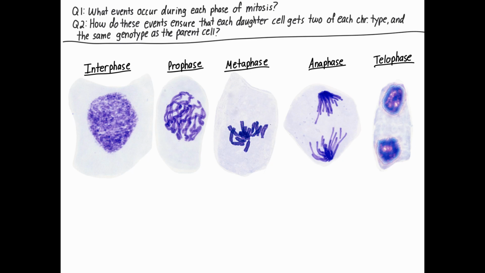Now that we've completed mitosis, let's take a look at all the phases in the fava bean root cells. Here's prophase, where the chromosomes condense and become visible; metaphase, where the chromosomes line up at the metaphase plate; anaphase, where the sister chromatids separate; and telophase, where the nucleus reforms around the chromosomes and they decondense.